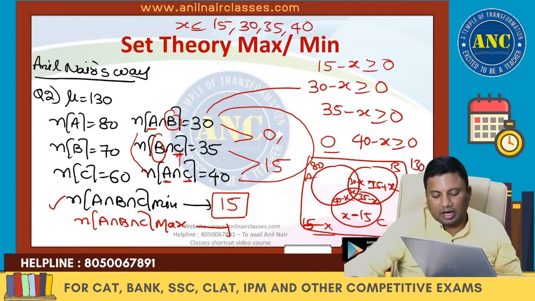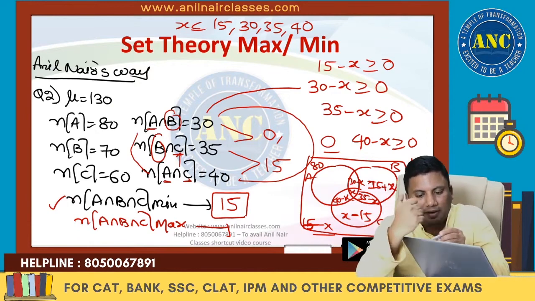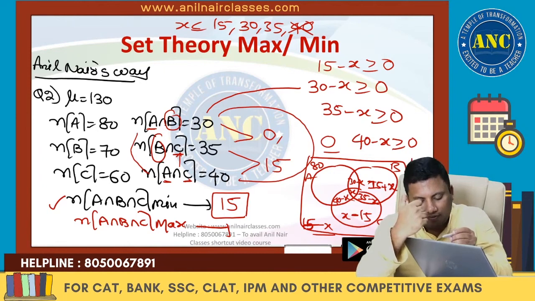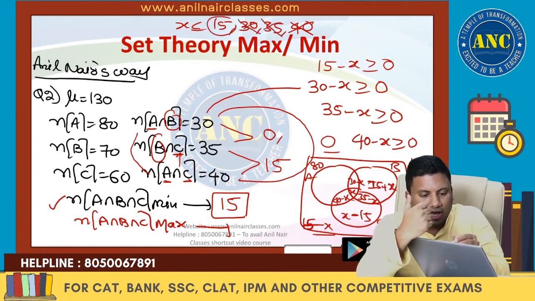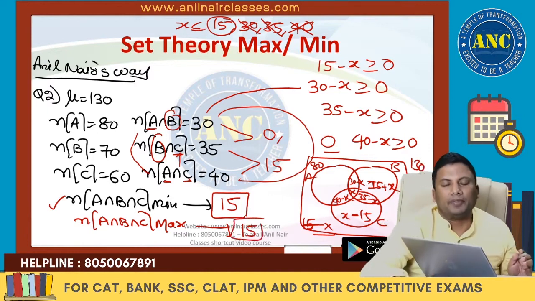The value cannot take negative. Negative cannot be there. 40 will be smaller, 35 also. So the answer is 15. I hope it is clear.